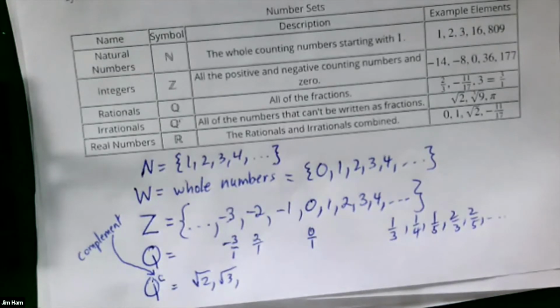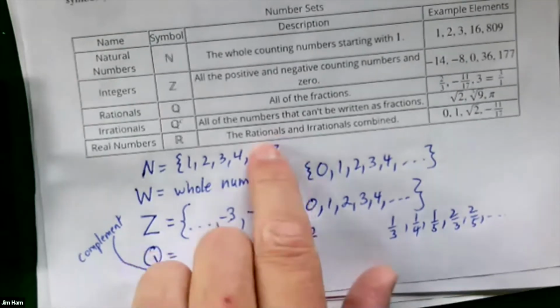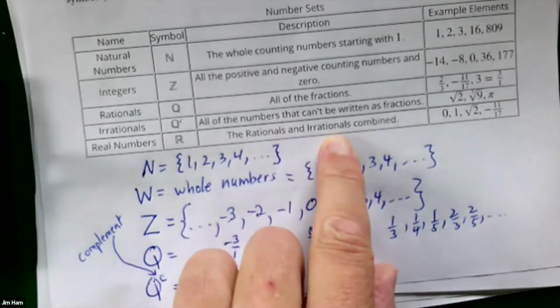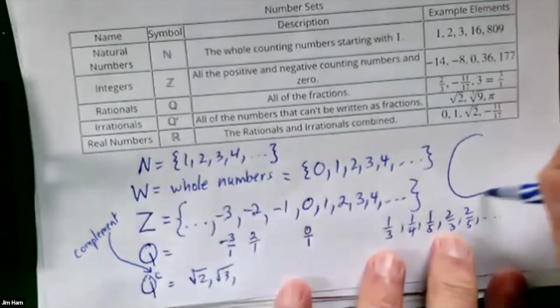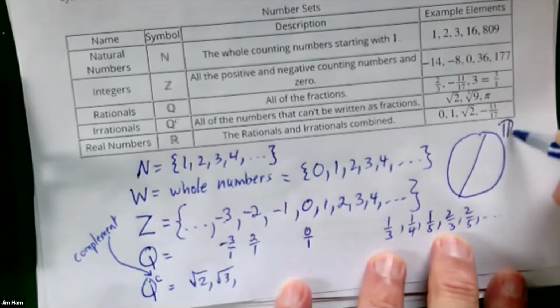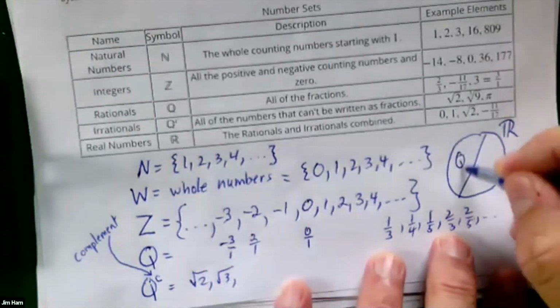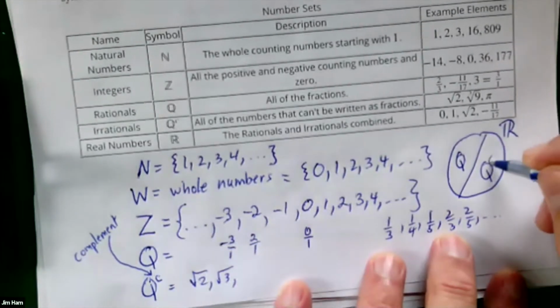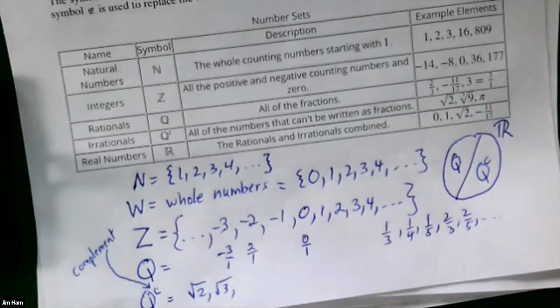Think about it this way. If you took all the rational numbers and all the irrational numbers and you put them together, then you'd have the set of all the real numbers. So in a Venn diagram, you would really just kind of split this right down the middle. If this is the set of real numbers, you would have the rationals on one side and the irrationals on the other. And together those form all of the real numbers.